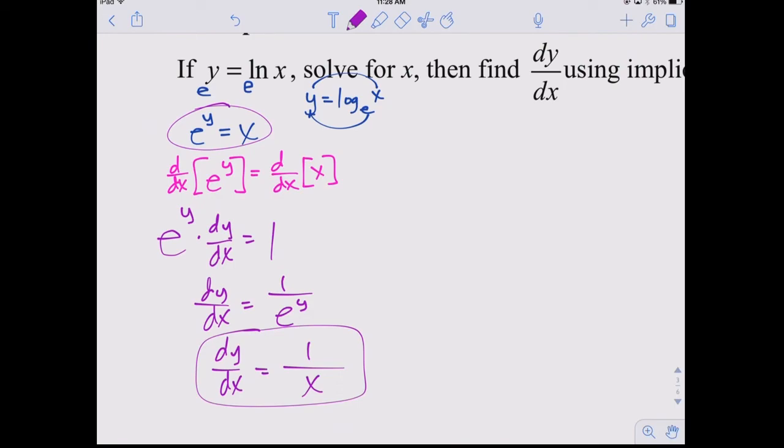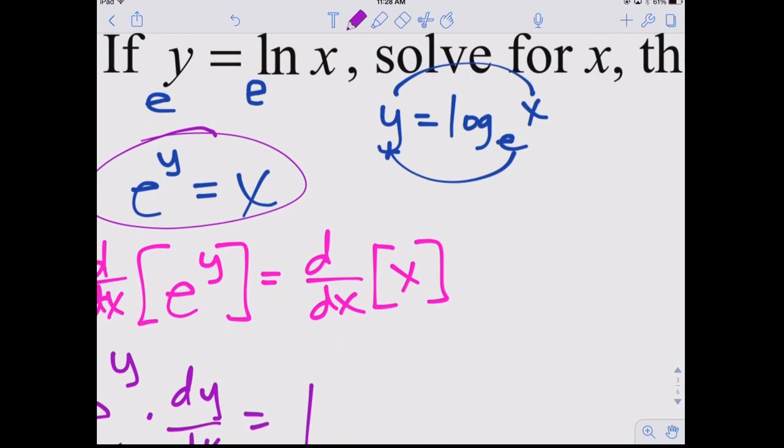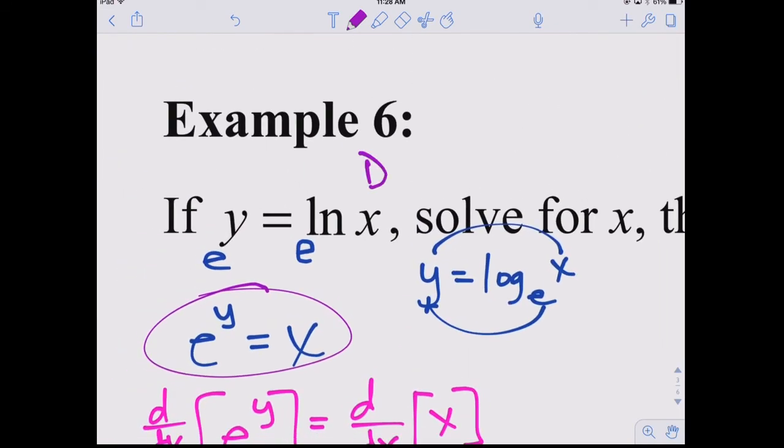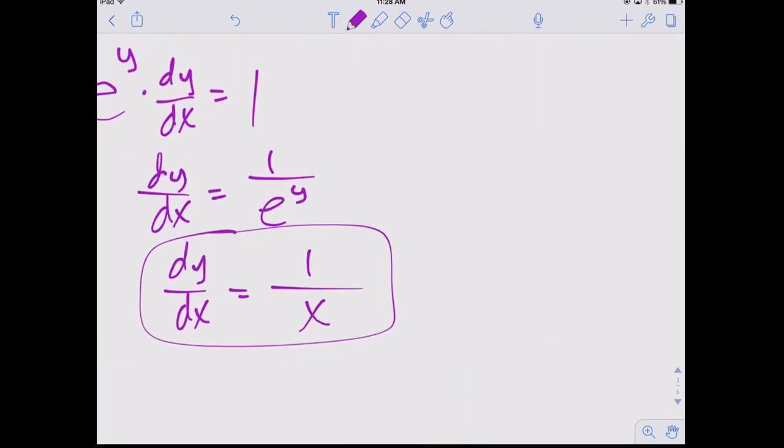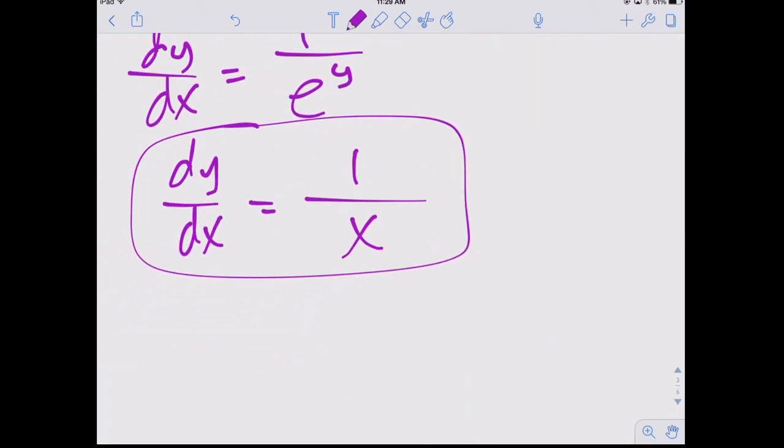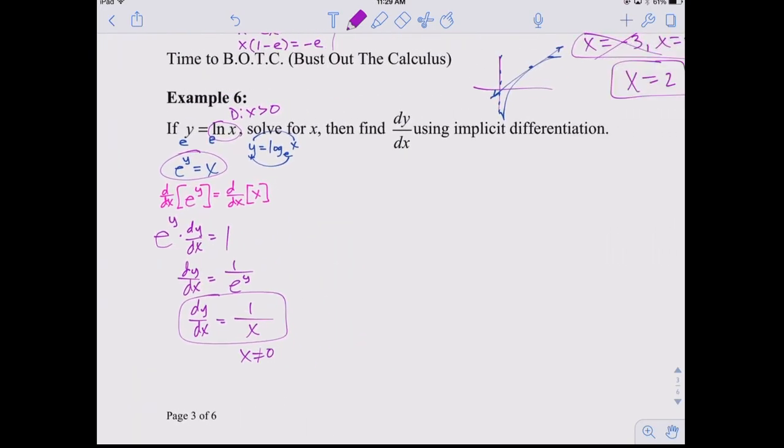Okay. Yes, e to the y is in fact x. Remember that up here? So I can substitute e to the y with x, and there you go. The derivative of the natural log of x is 1 over x. Now you have to think about the domains, because what's the domain of the natural log of x? 0 to infinity. x has to be greater than 0. What's the domain of 1 over x? Everything but 0. So the derivative of the natural log of x is only going to be the positive branch of 1 over x. Okay?